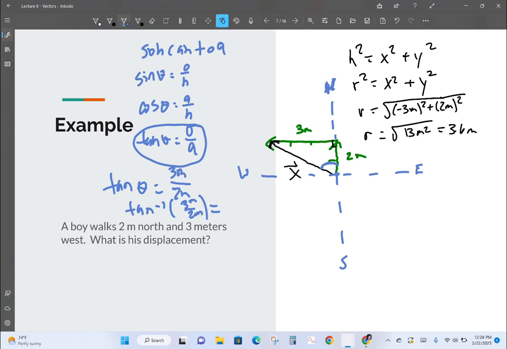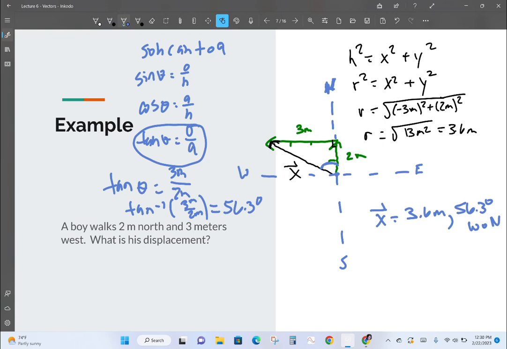So if I take the inverse tan of 3 over 2, and make sure you're in degrees and not radians, inverse tan of 3 over 2 is 56.3 degrees. So if I'm going to describe this displacement, my displacement vector is, the magnitude is 3.6 meters, and the direction is 56.3 degrees west of north. Okay, so that tells me exactly where I ended up.